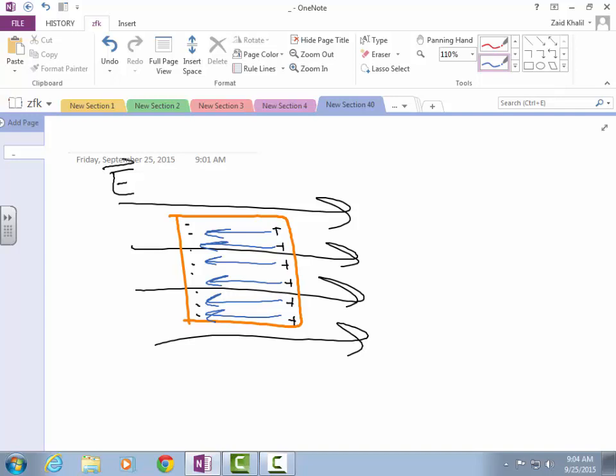Remember, it's not the protons. It's ions. These electrons are being stripped off the metal atoms, right? And why? Because they're free to move. They're free to be stripped off. So they're going to be stripped off, and they're going to move to the left. And that's why the left side is negative.